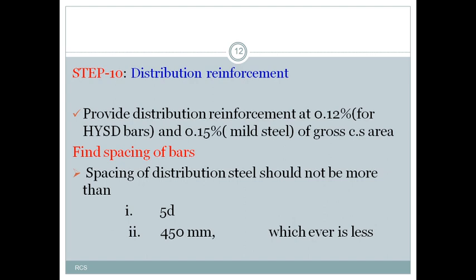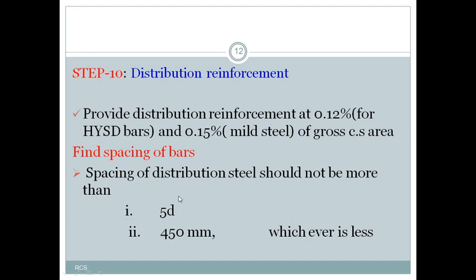You know the distribution reinforcement in a one way slab is provided along the longer span of the slab, that is in the Ly direction. There also we have to provide reinforcement, but the reinforcement to be provided is minimum. If you are using Fe250 bars, then the area of distribution reinforcement provided is 0.15% of total gross cross-sectional area, and if you are providing HYSD bars, then the area of reinforcement required as distribution reinforcement is 0.12% of gross cross-sectional area.